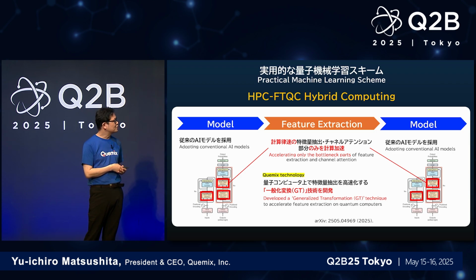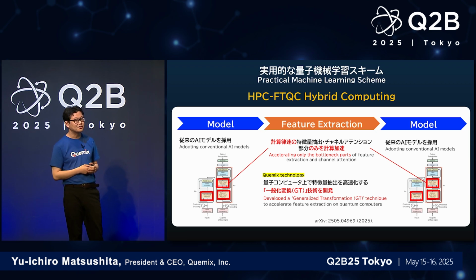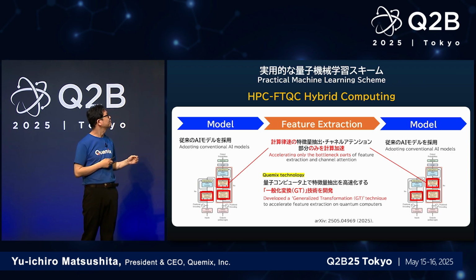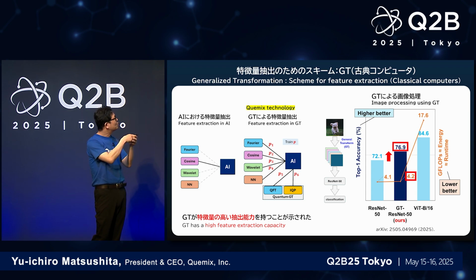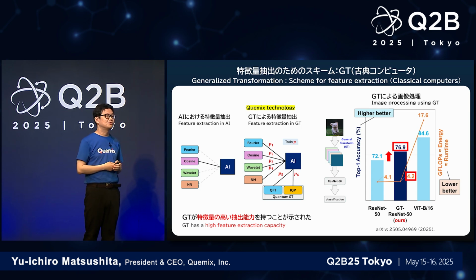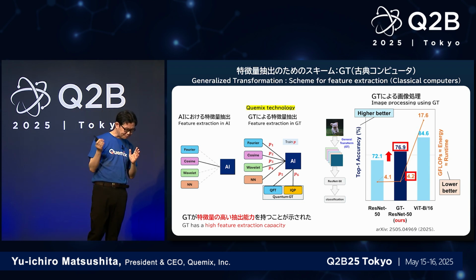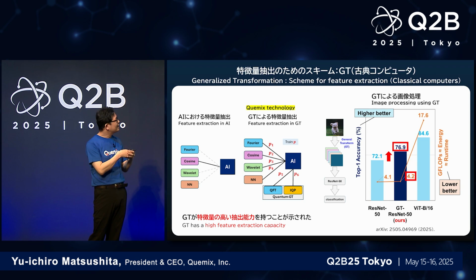And we have developed a generalized transformation technique. We call it the GT technique, to accelerate feature extraction on quantum computers. So I will elaborate on GT. This is the scheme for GT. To the left, this is the conventional AI model, feature extraction of the conventional AI. In the current AI, you have Fourier, cosine, wavelet, and then neural network. You would have to basically slice out or just take that out and extract that feature.